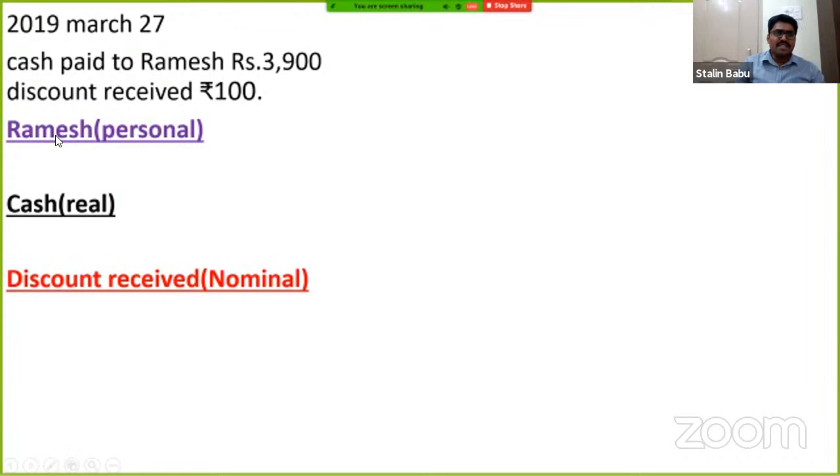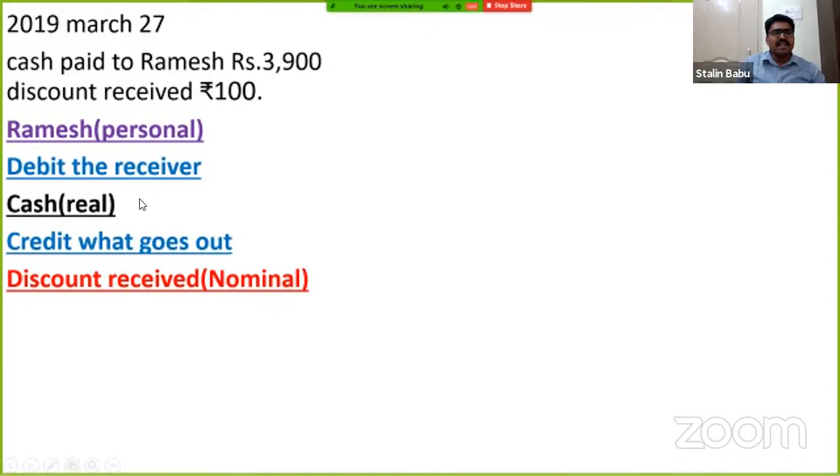Okay. Ramesh is the giver of the goods, personal account, debit the receiver. So Ramesh account should be debited. Cash comes under real account: debit what comes in, credit what goes out. Here cash is paid, so it is going out of the business, and the cash account should be credited. The third one is discount received. Received means income. By the nominal principle, debit all expenses and losses, credit all incomes and gains. So here it is an income which should be credited.